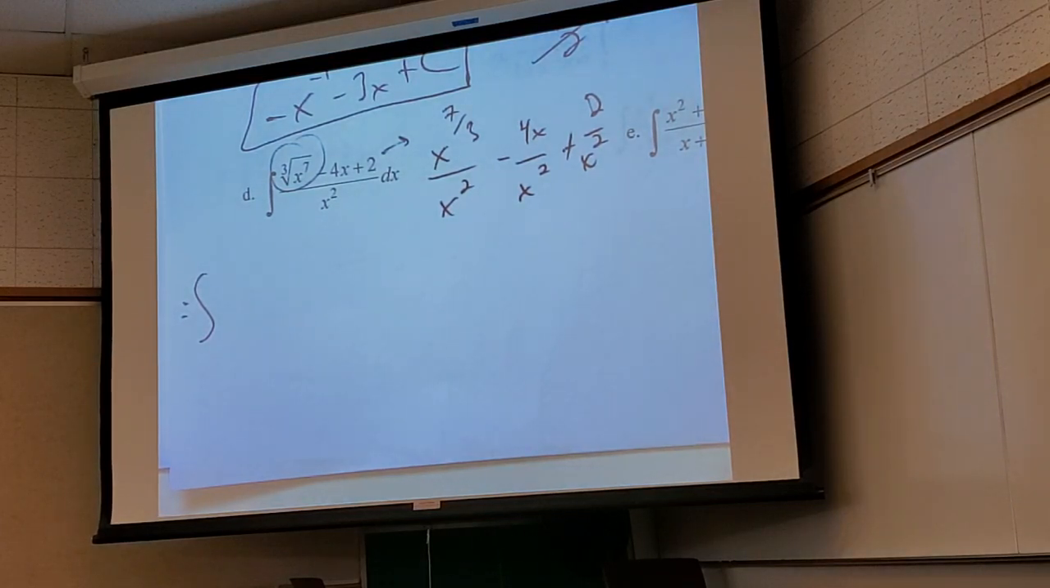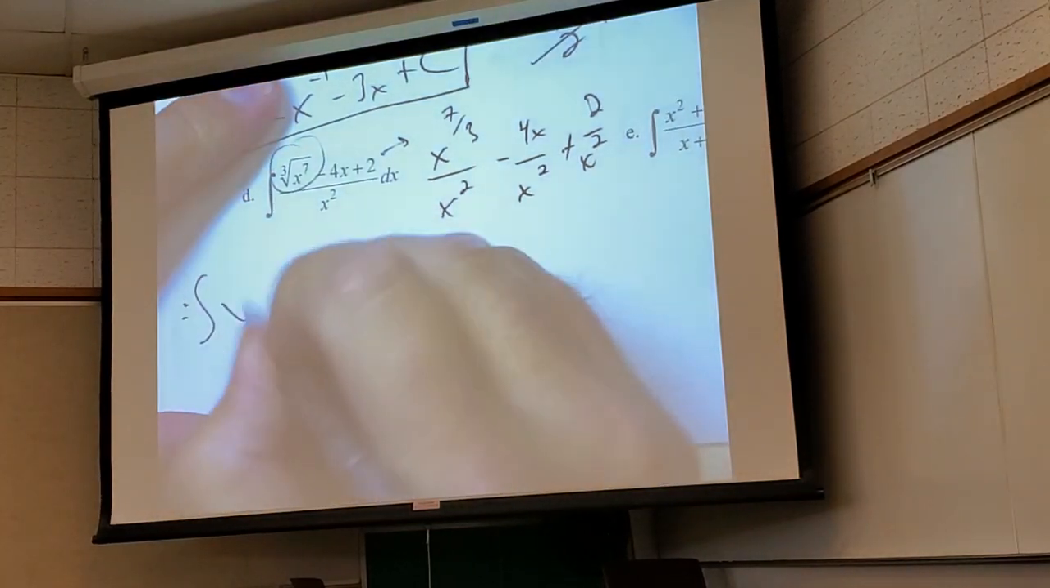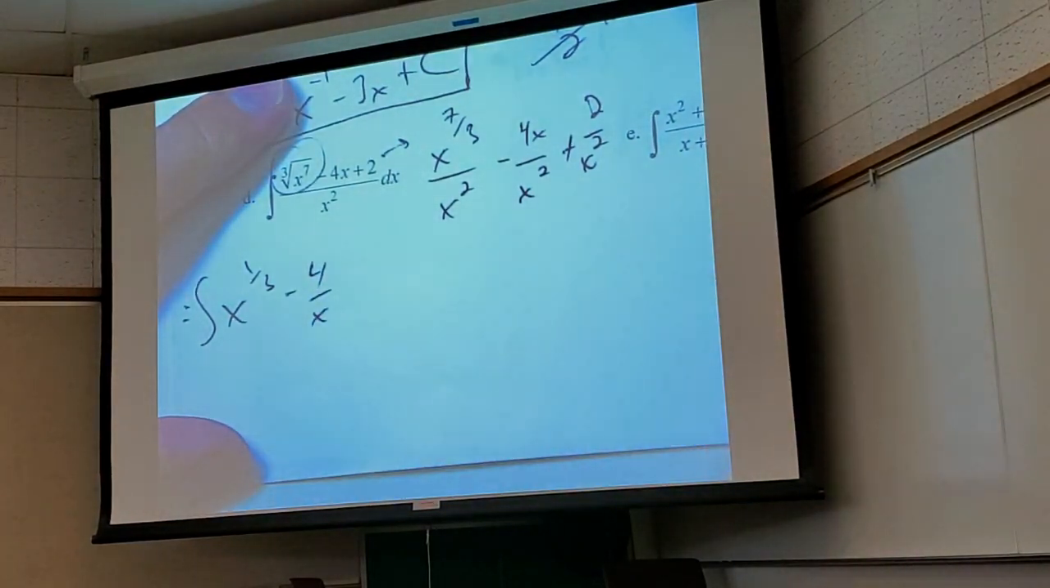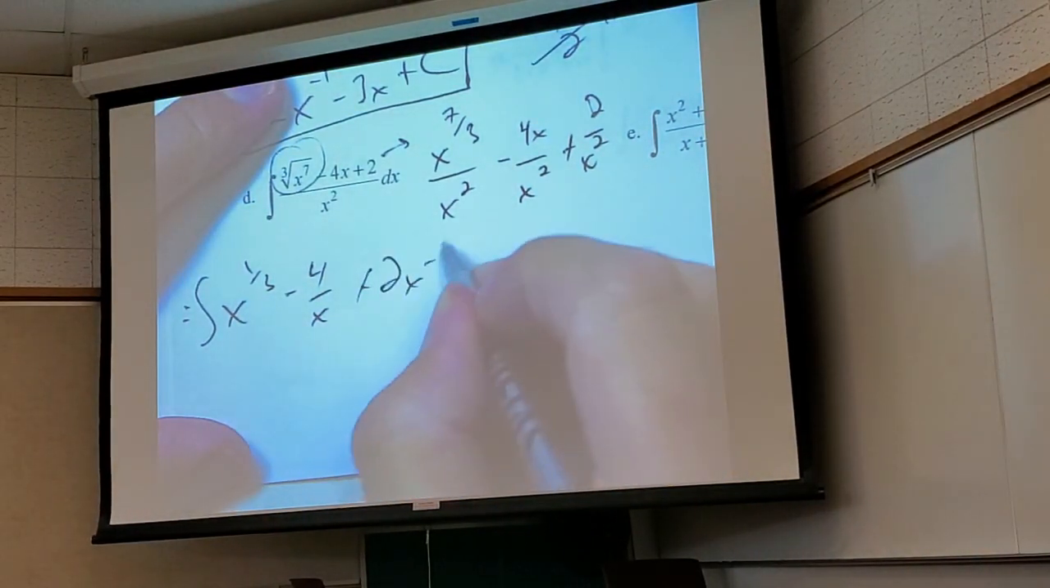The what? Yeah, 2 is 6/3, right? So you subtract, so 1/3, x to the 1/3, minus 4x to the power of -1. I like it. And then plus, let me write this as this.